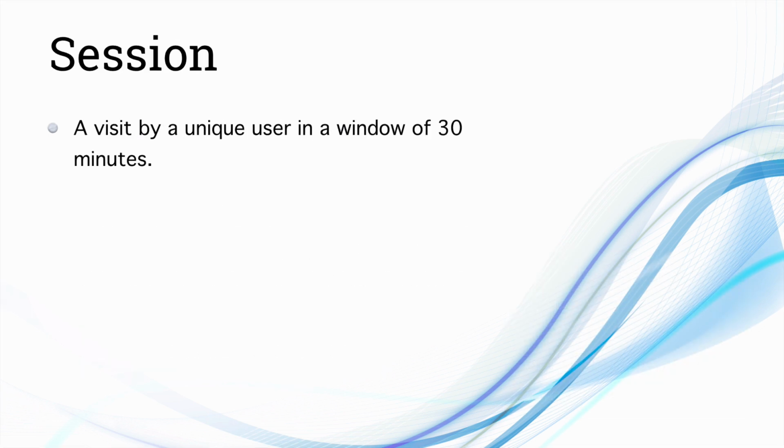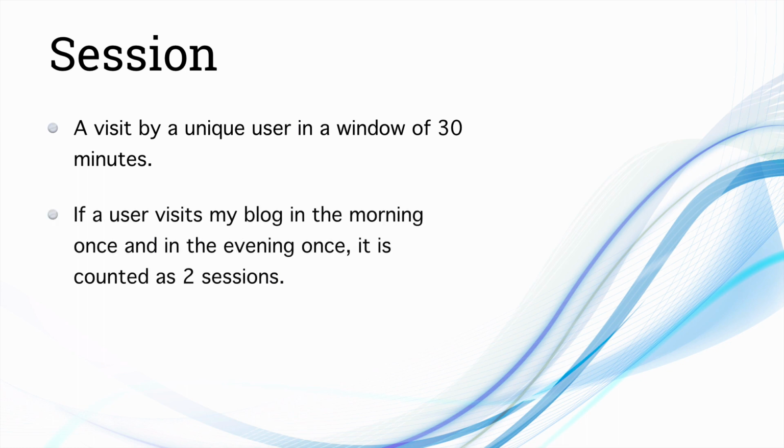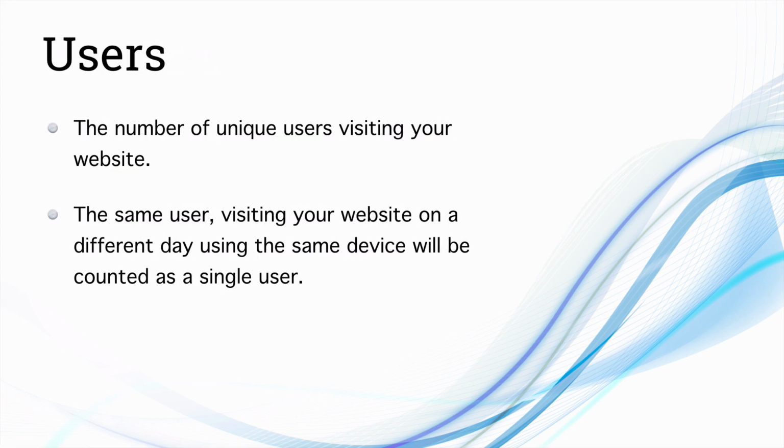Next one is session. Session is basically defined by a visit by a unique user in a window of 30 minutes. If a visitor comes to your website and spends 1 hour on your website, then it is counted as 2 sessions. So if a user visits my blog in the morning once and in the evening once, then it is also counted as 2 sessions. The next one is users. Users are basically the number of unique users visiting your website. The same user visiting your website on a different day using the same device will be counted as a single user.